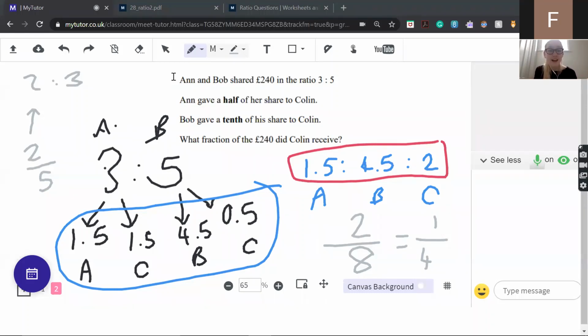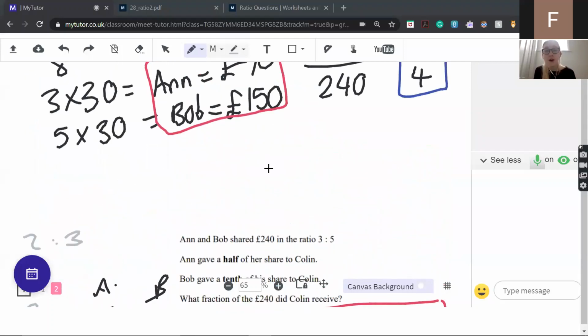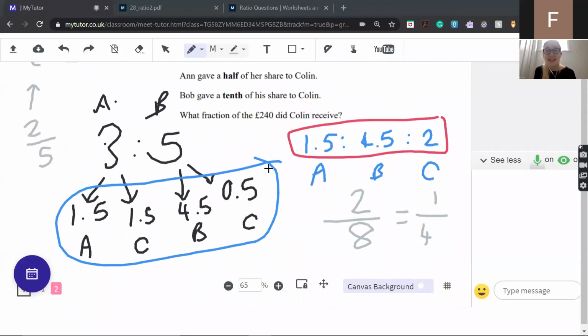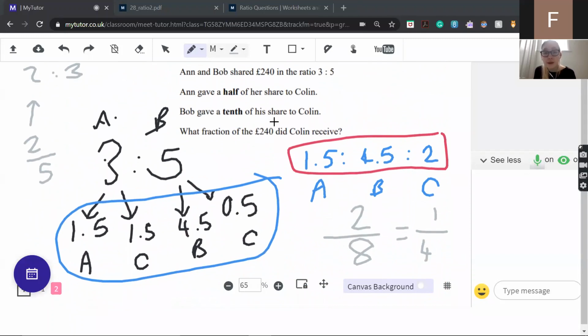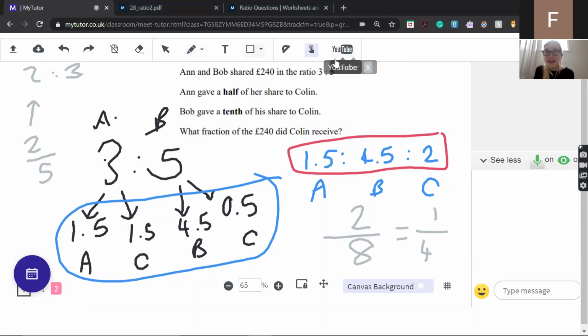Hopefully you can see that this took a lot less working than this did. And I didn't even have to think about amounts. So if this was a horrible number, this is the thing, it doesn't even matter that it's £240, which I think is really cool. That number could have been £1 million. And the fraction that Colin gets is still the same because we're not even thinking about it. So really we don't need this £240 at all. And hopefully that makes some sense.